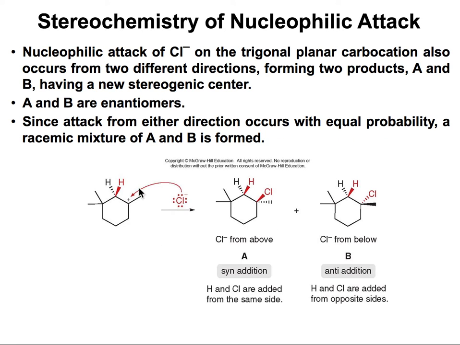So if the Cl comes from the top, it will give us a syn addition because the H and the Cl came from the same side. But if the Cl comes from the bottom, it will give us an anti-addition because they will come from opposite sides. In this case, it doesn't matter because here we have two H's and they are identical. But for more complex reactions, it will matter if we add the H and the Cl from the same side or from opposite sides.